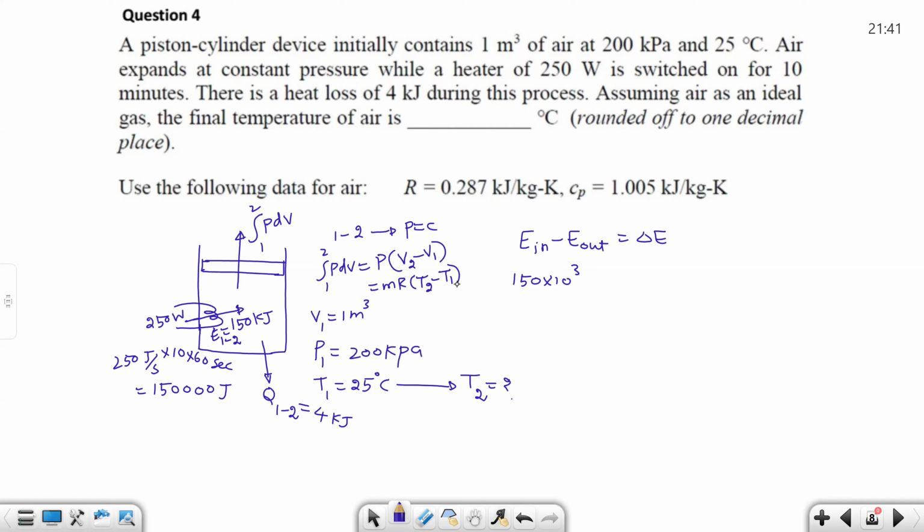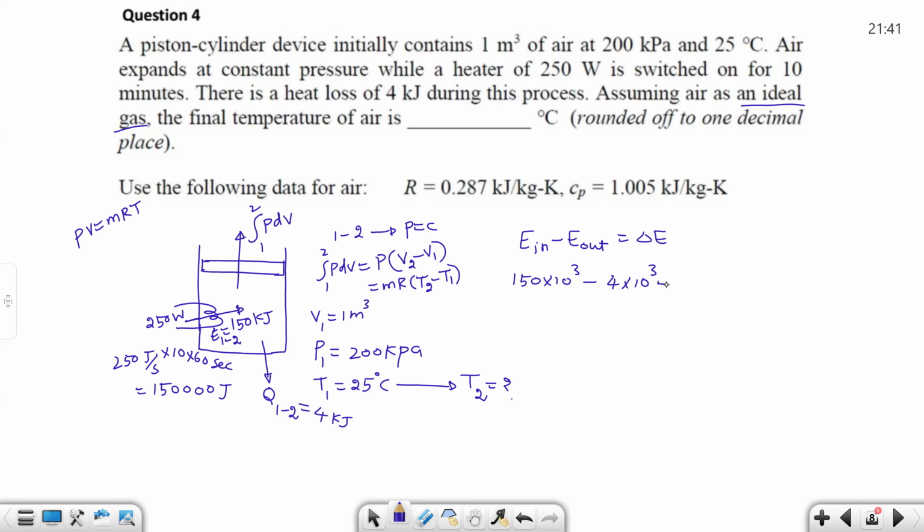Assuming air as an ideal gas, PV equals mRT. Using this, we can write the integral PdV. There is an energy out of 4 kilojoule, that is 4 into 10 power 3 joule of energy going out.